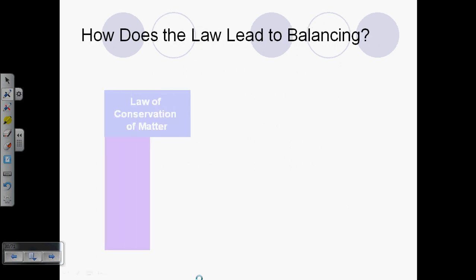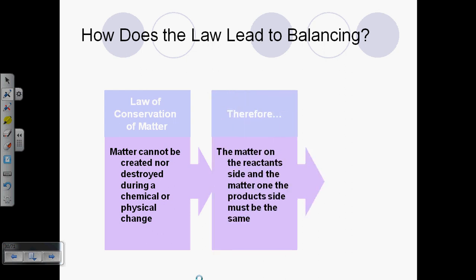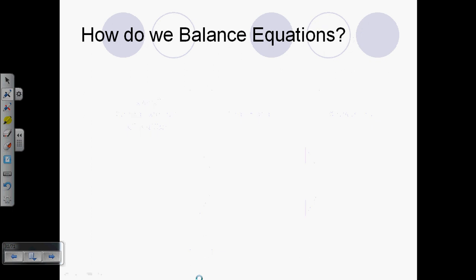So how does this lead to balancing? Well, matter can't be created or destroyed during a physical or chemical change. So the matter that's on the reactant side has to end up on the product side. We have to make sure the number of each type of atom is the same on both sides, and that's why we have to balance equations, to prove the law of conservation of mass.